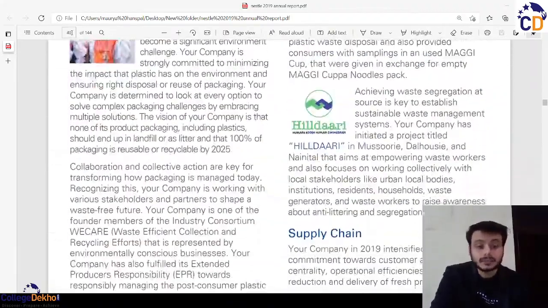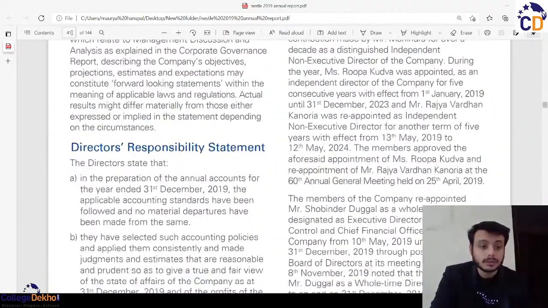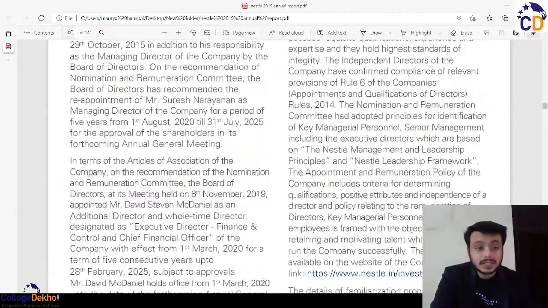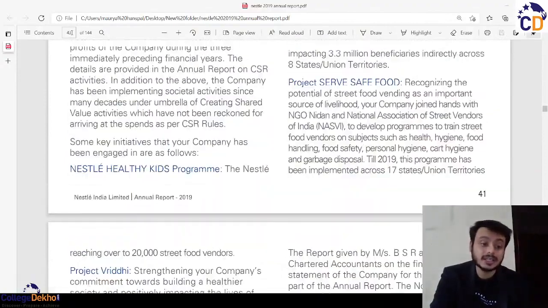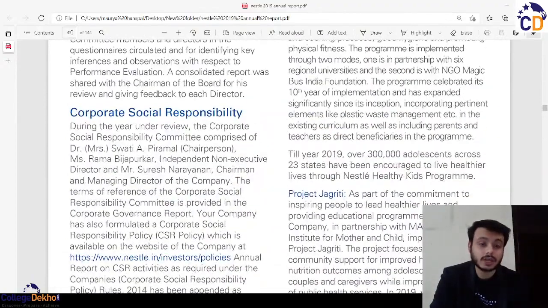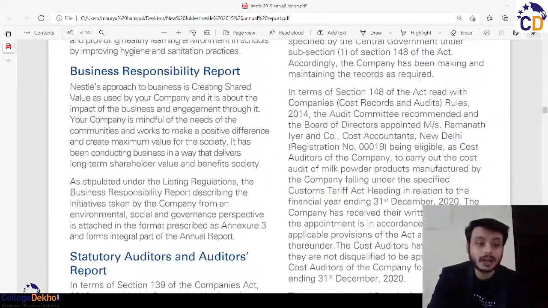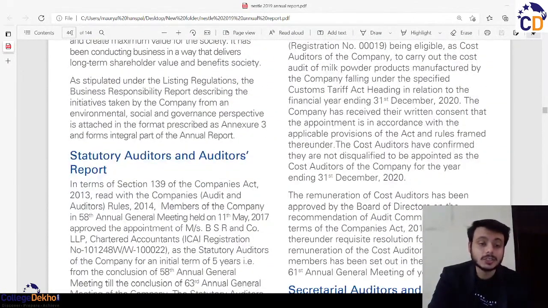Then there is the director responsibility statement, an auditor statement is also there. And the auditor statement, see, the CSR activities I was talking about, the corporate social responsibility activities, which help to portray a good image. Then, like these auditors report.